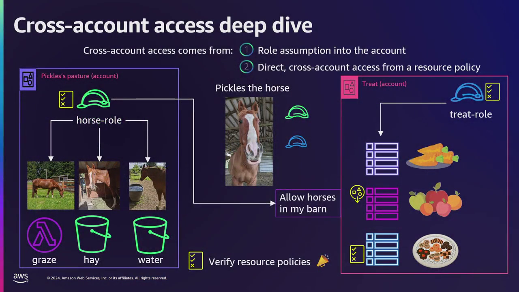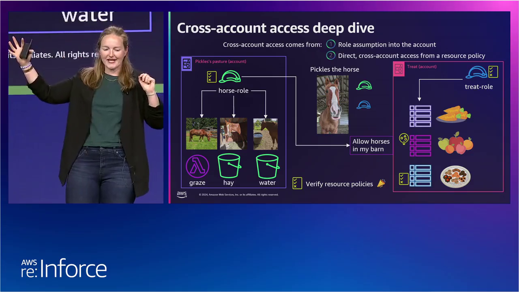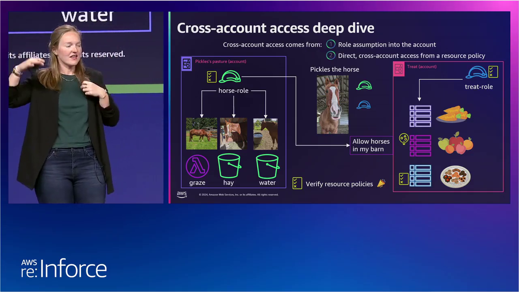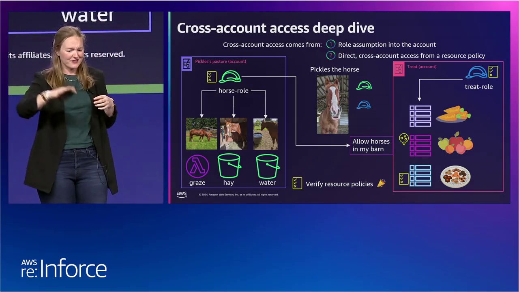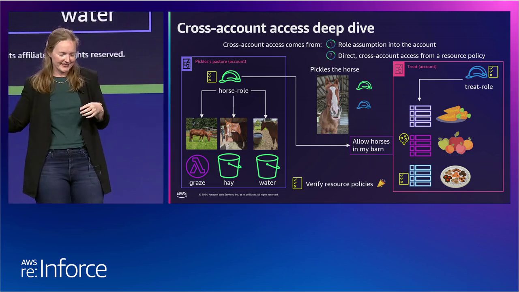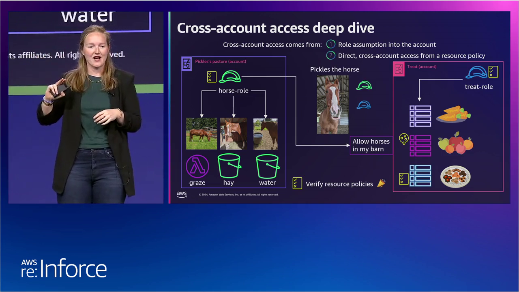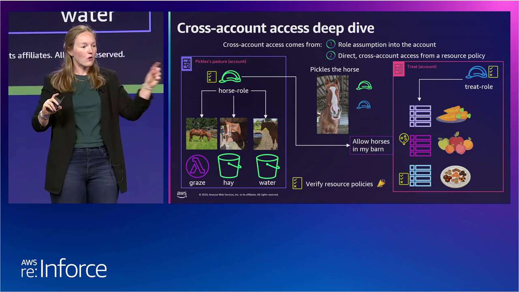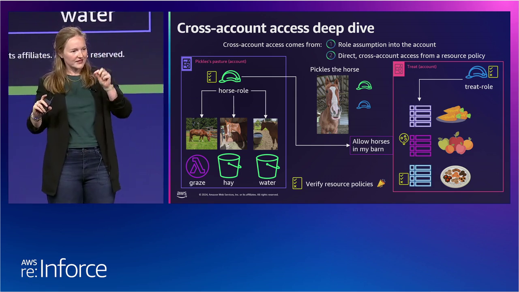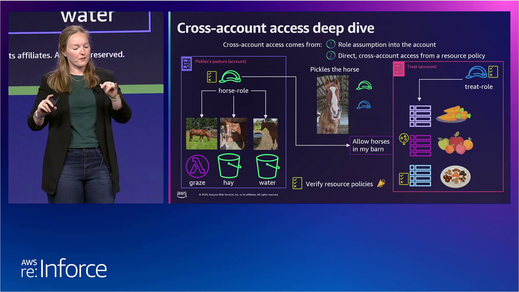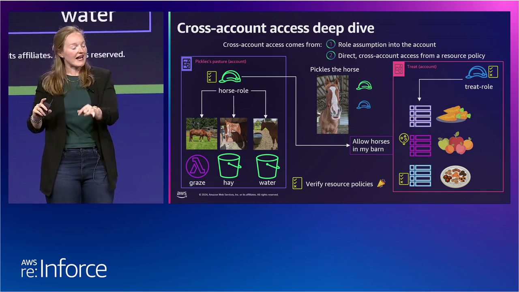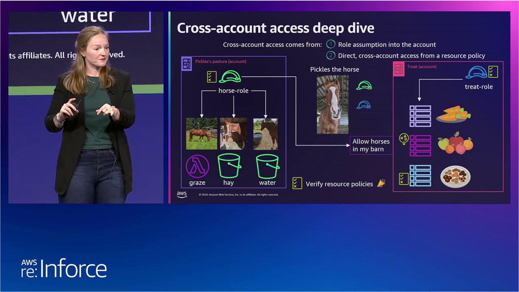So we have the Pickles pasture, and we have the treat account. You can see there's some carrots, there's some apples, good horse things. There's also some chocolate, not some good horse things. There are two ways to access resources across different accounts. One is to assume a role into that account, so Pickles could assume the treat role and get access to what he needs in the treat account.